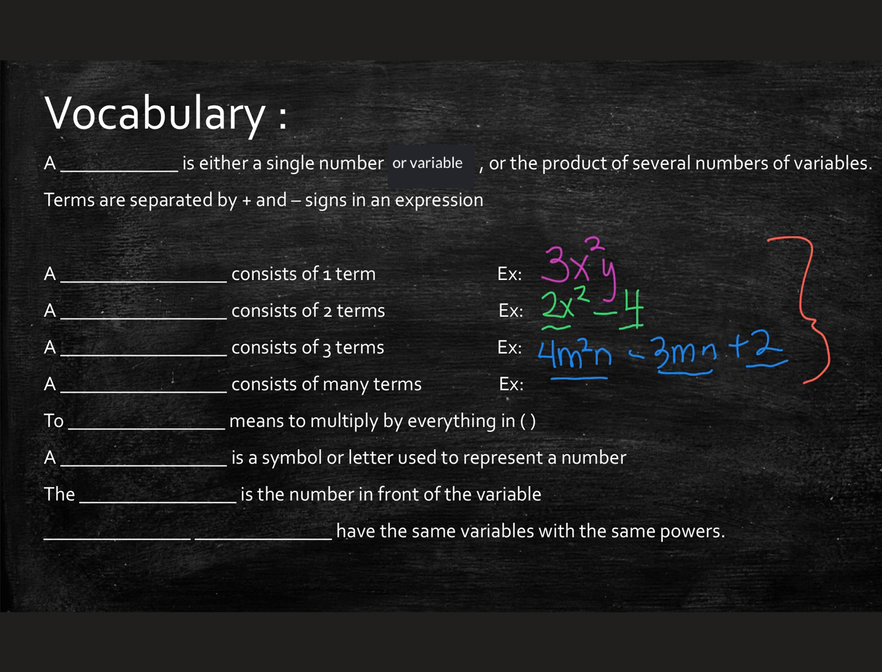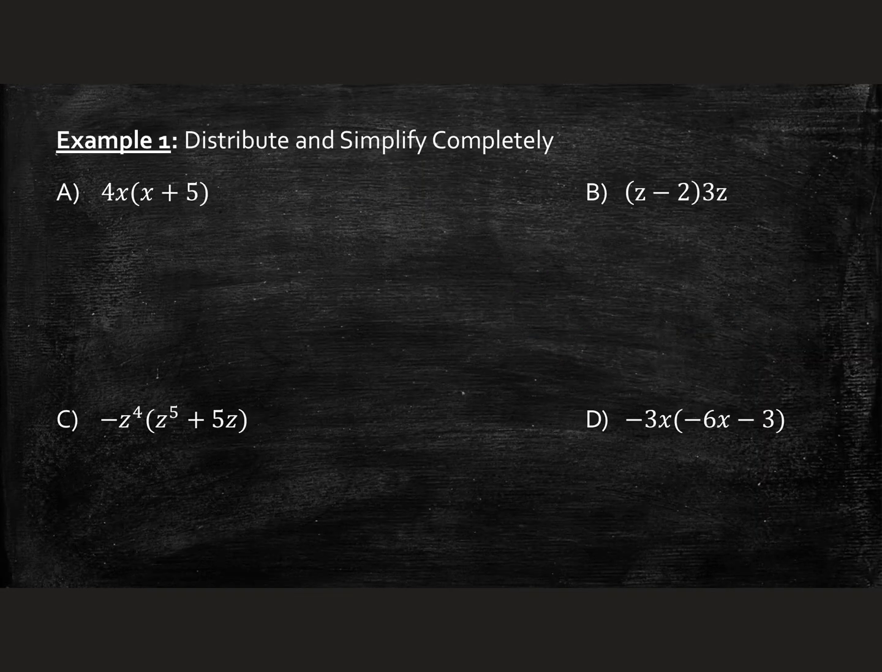To distribute, that means to multiply by everything in parentheses. So we saw that a little bit when we were talking about multiplying polynomials. A variable is a symbol or letter that is used to represent a number. The coefficient is the number in front of the variable, and then like terms have the same variables with the same powers. So let's go ahead and start to work through some examples.